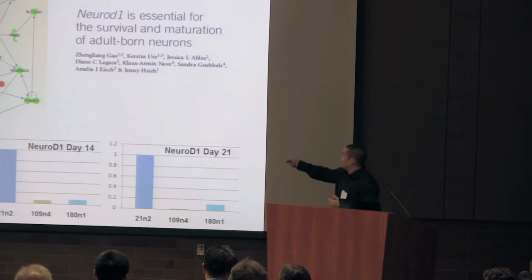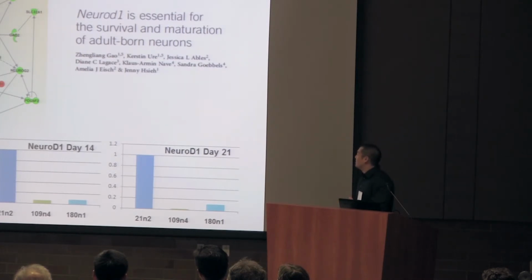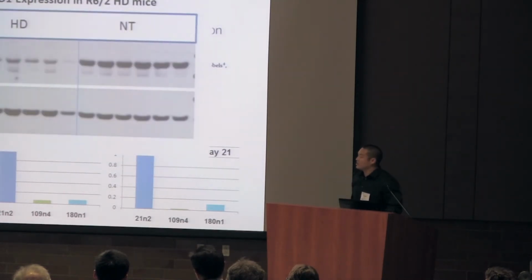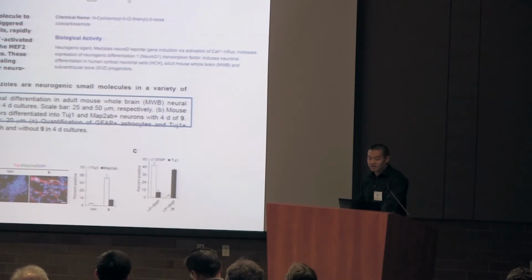As you can see, this little publication right here, NeuroD1 is essential for the survival and maturation of adult neurons. On the bottom, it shows some qPCR data that shows that it's down in the HD samples compared to the control. This is the repeat length. And it's even down in the R62 mouse model of HD, which you can see here. So it seems to be recapitulating really well across everything.